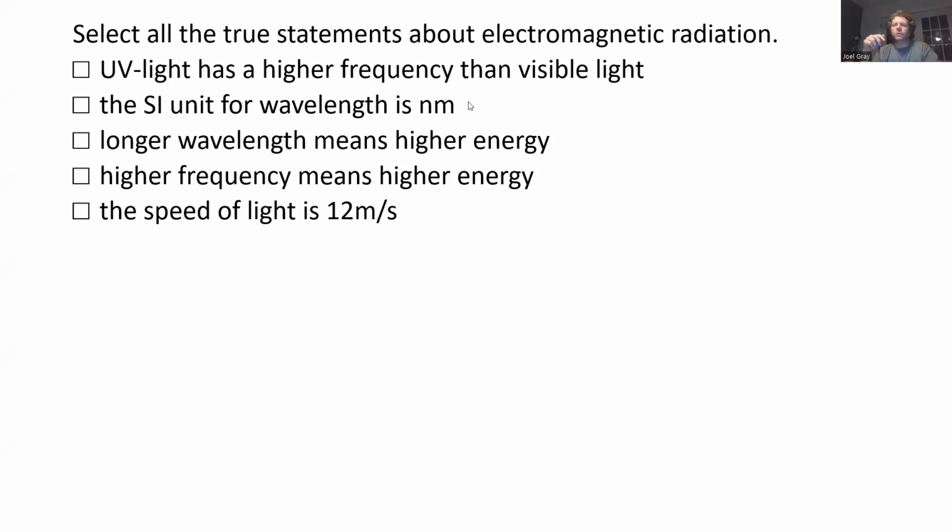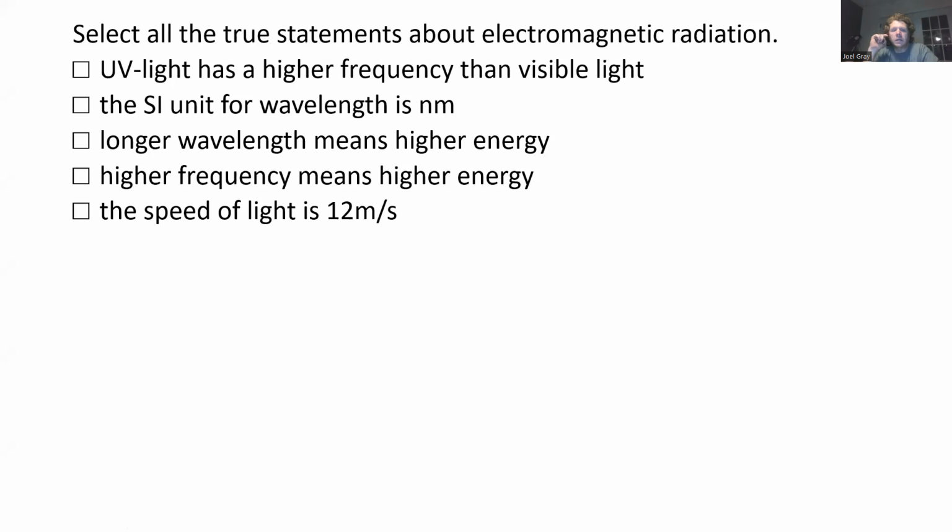All right, so this is the last question of our exam one material. And this question reads, select all of the true statements about electromagnetic radiation. First is UV light has a higher frequency than visible light.